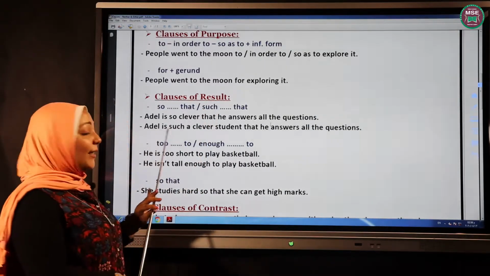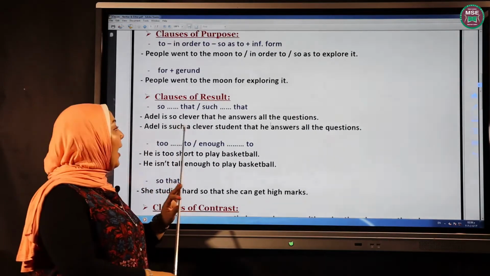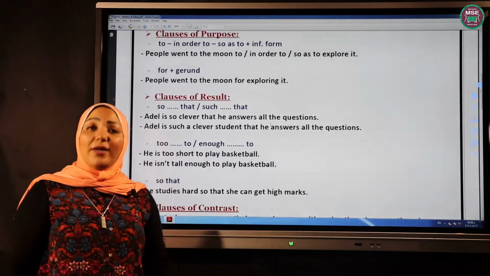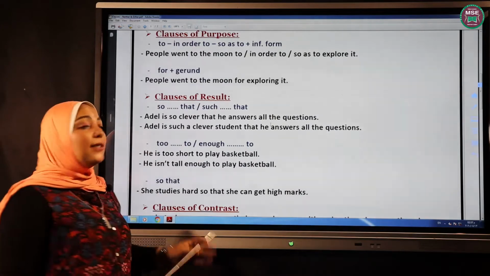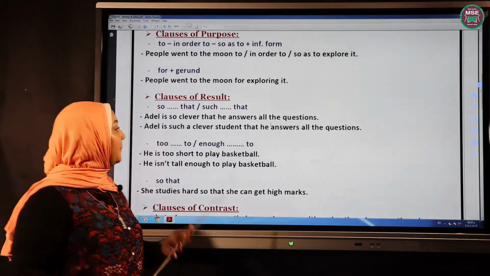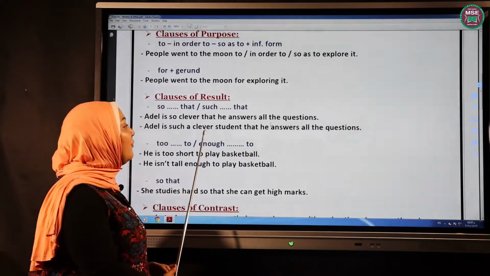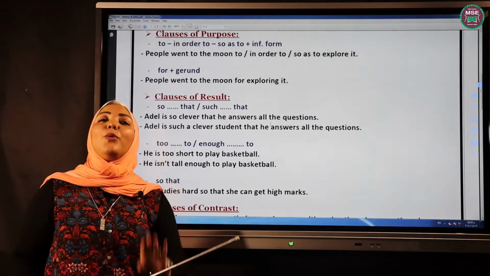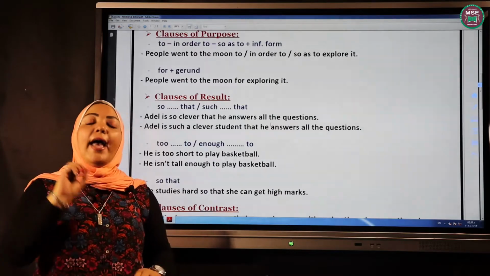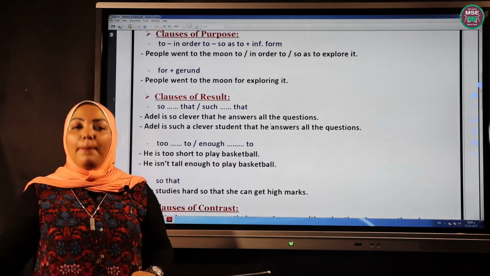Okay, look at the following sentence. Adil is such a clever student that he answers all the questions. As you see here, such is similar to so, but the difference is that such is followed by an adjective also, but after the adjective there must be a noun. So is followed by an adjective only, and such is followed by an adjective and then a noun.